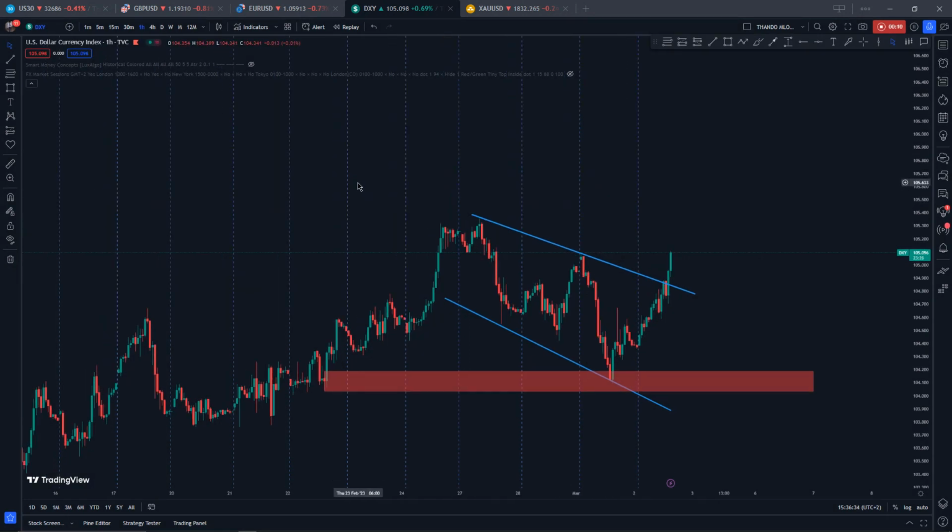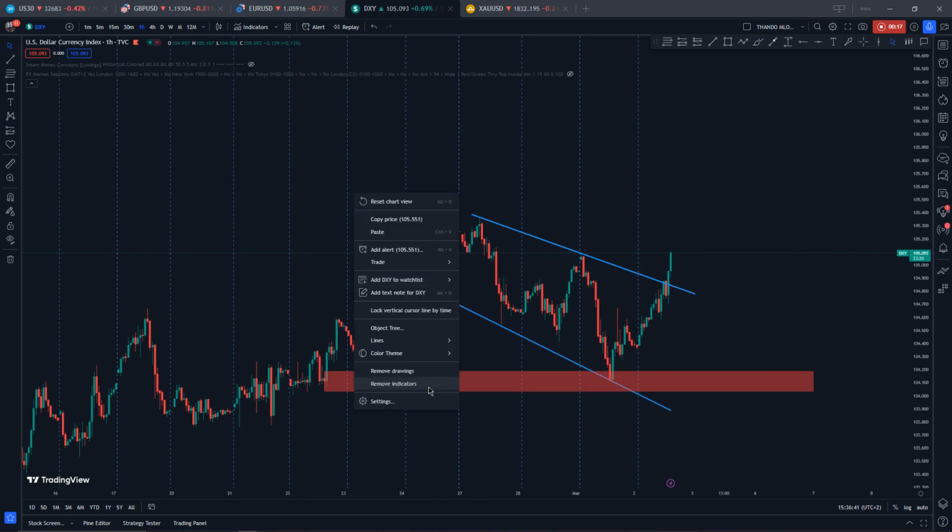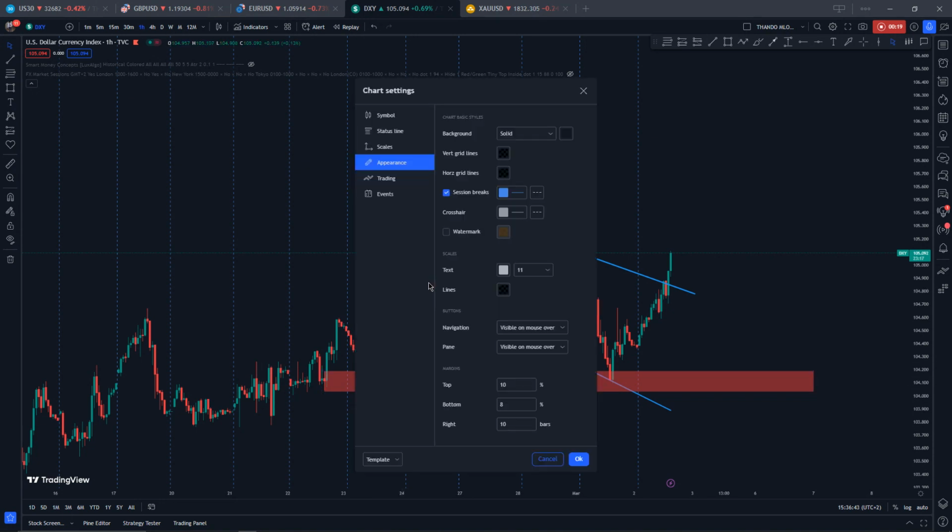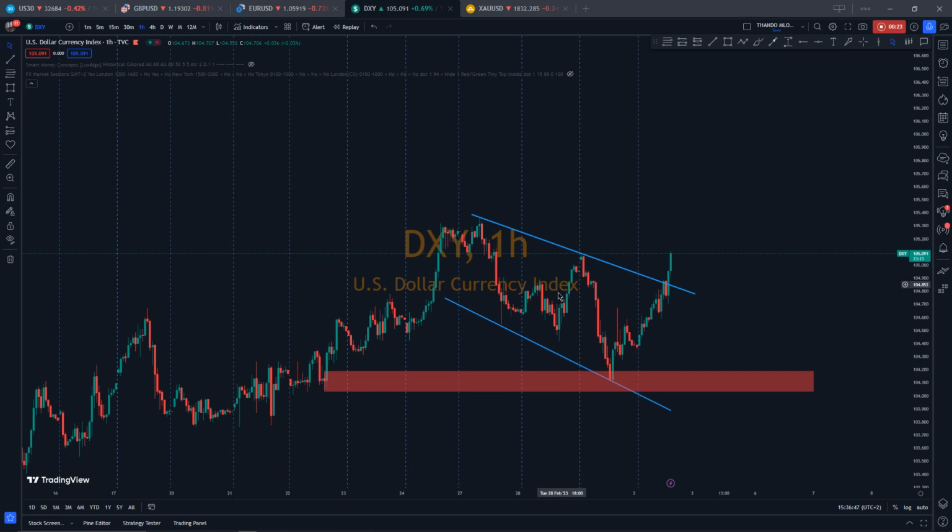I'm just gonna break down a little bit of information for you. As you can see here, I'm on the DXY chart, which is the dollar index. Let me just put my watermark back on. This is the dollar index chart.